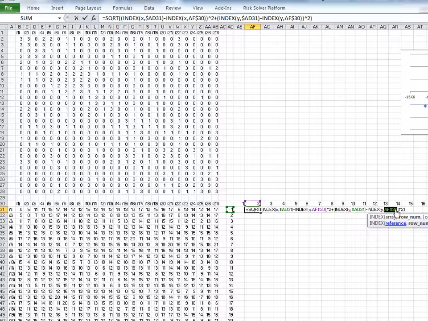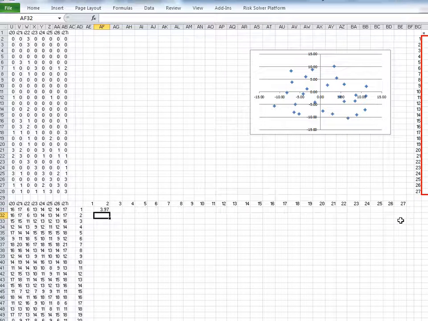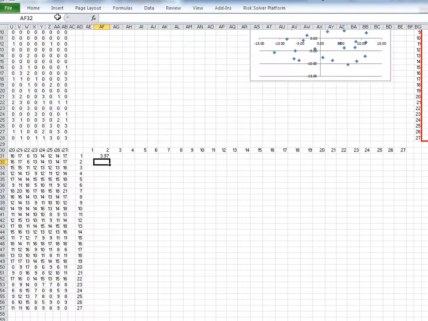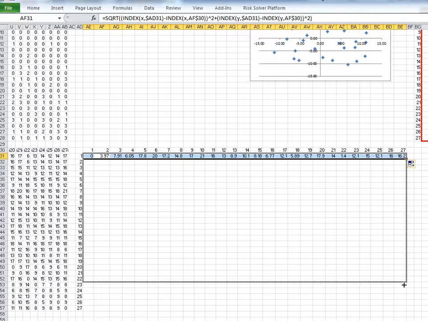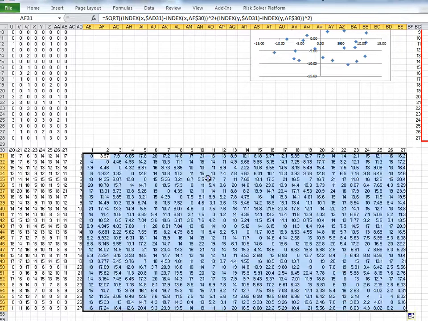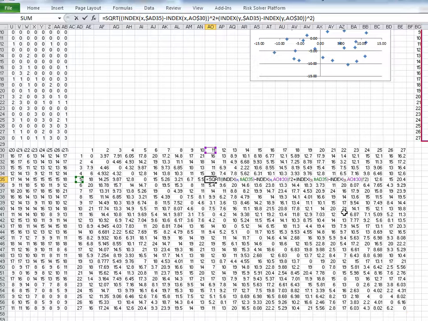Now we can copy this thing all over the place. Let's make this whole table visible right now. Okay, and let's copy the formula. And here it is. We have calculated all the distances between the two-dimensional points.